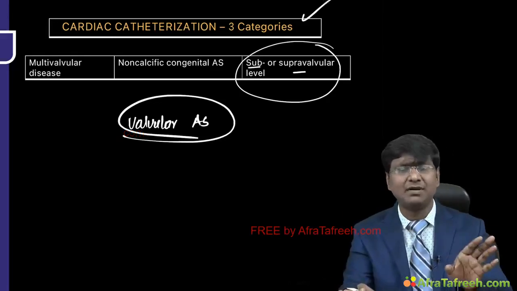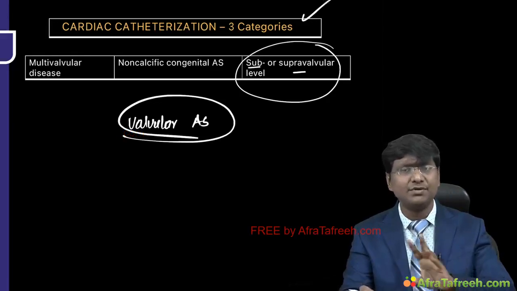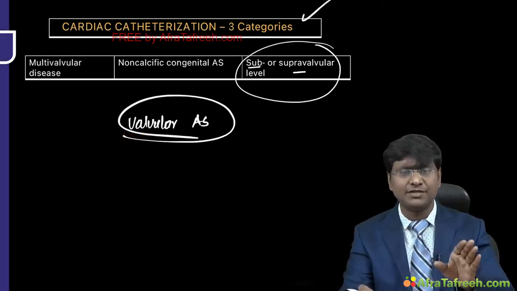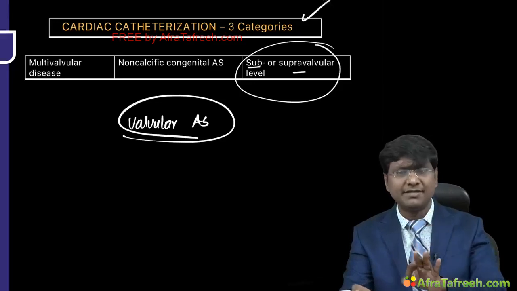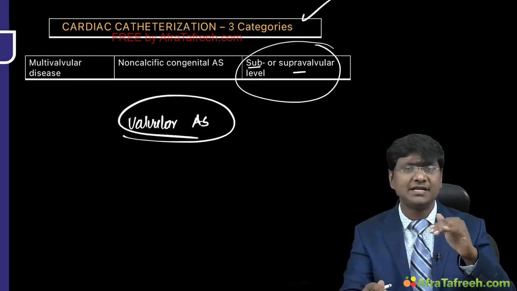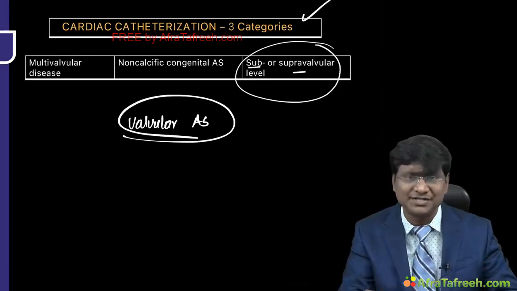Number one, multivalvular problem, to plan the treatment. Number two, bicuspid aortic valve, to determine whether to do PABV or surgery. Number three, to determine whether there is sub or supravalvular aortic stenosis.